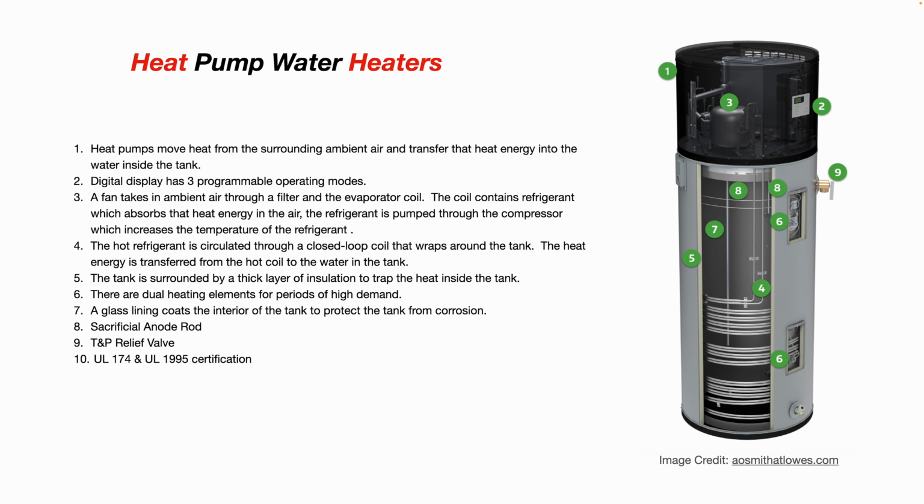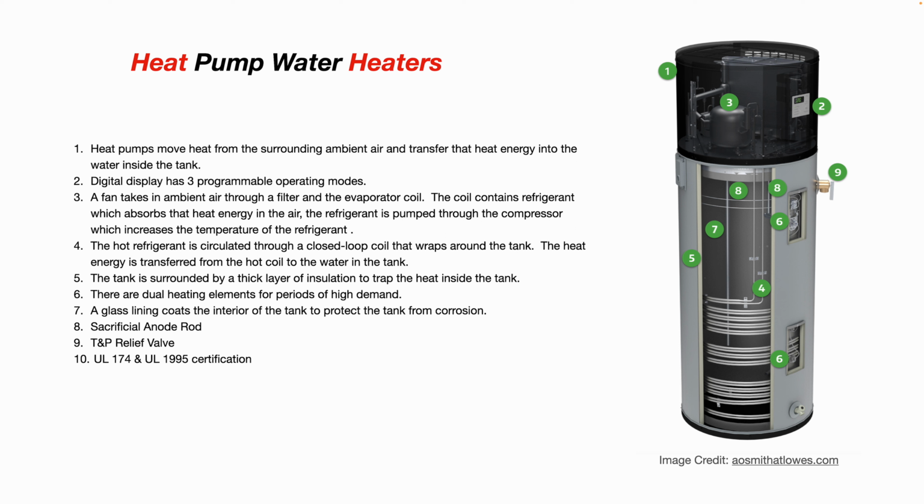The hot refrigerant is circulated through a closed loop coil that wraps around the tank. The heat energy is transferred from the hot coil to the water inside the tank. The tank itself is surrounded by a thick layer of insulation to help trap the heat inside the tank. There are also dual heating elements, usually electric heating elements, for periods of high demand. A glass lining coats the interior of the tank to protect the tank from corrosion.